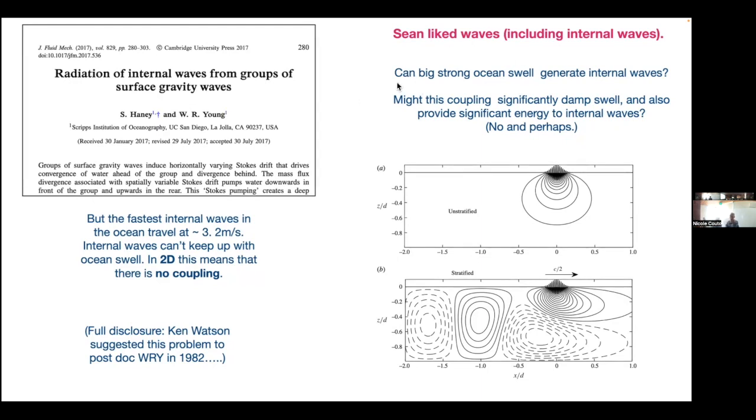The title says that most of you know that Sean was a surfer, but I think he had a genuine interest in all different types of waves in the ocean.